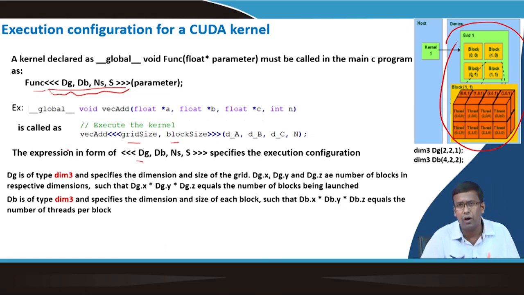So, how many threads will be launched by the kernel? 4 blocks will be launched by the kernel, and each block will have 16 threads. So, a total of 64 threads will be launched by the kernel. 64.